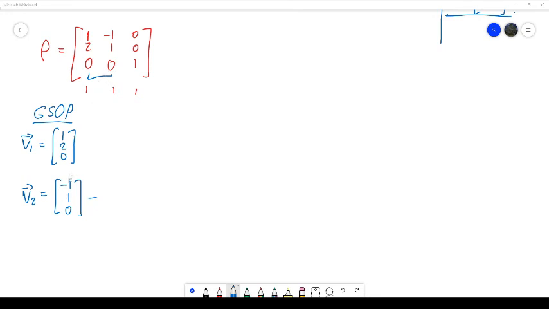So x2 dotted with v1, take this dot product, we have minus 1 plus 2, we already saw that before, that was 1. And then the dot product of v1 with itself, which is 5, times the v1 vector. Okay, so that's going to give us negative 1 minus 1/5. It's negative 6/5. 1 minus 2/5 is 3/5. And then 0 minus 1/5 times 0, well, it's going to stay 0.